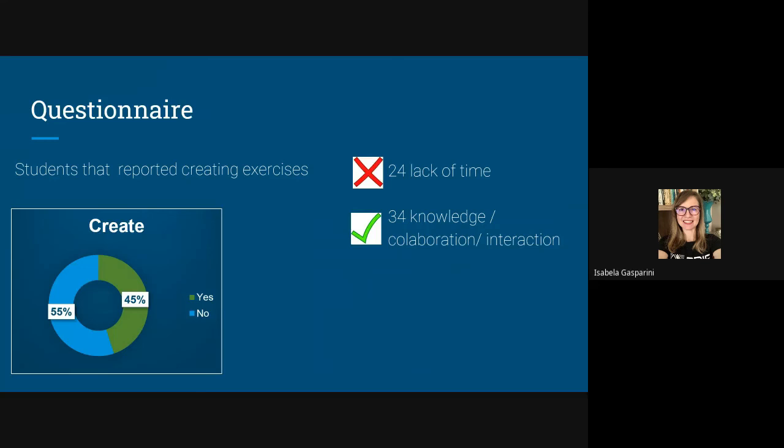The other 31 students created it because they thought it was mandatory. Others did not understand how the creation process worked. Some were insecure with the idea of creating and sharing exercises with their classmates.